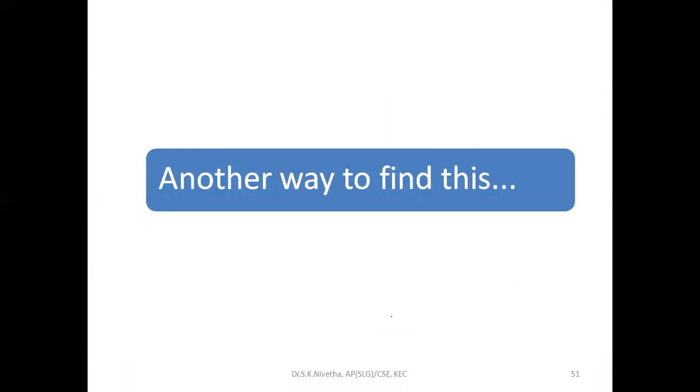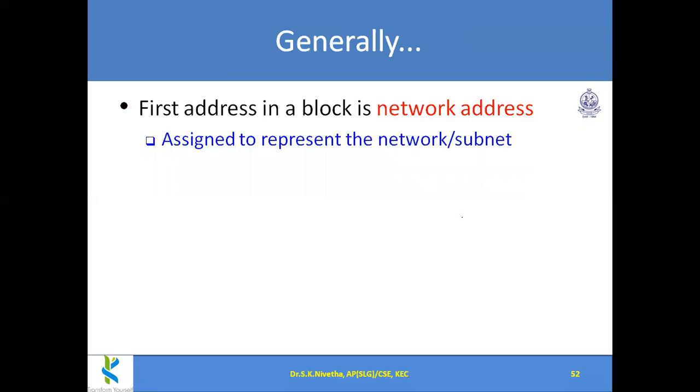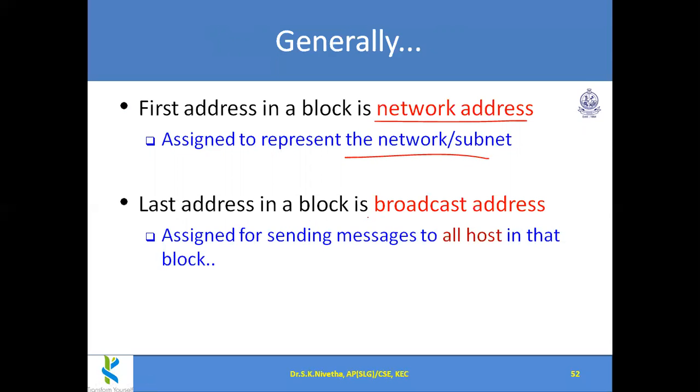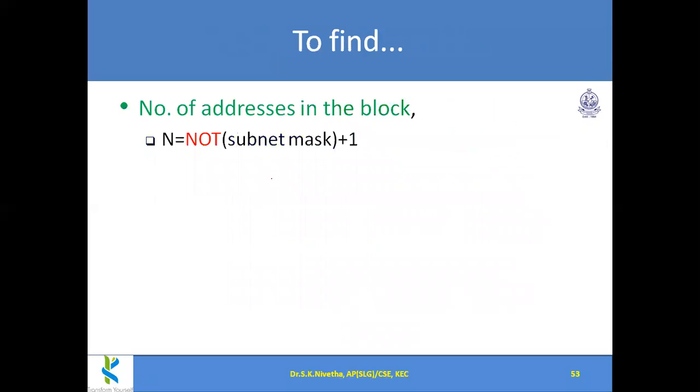We have another way also to find the same. So the first address in the block is always the network address. This is to represent the network or subnet. The last address in the block is the broadcast address, so it is for sending messages to all ports. The in-between addresses are only reserved for the ports.